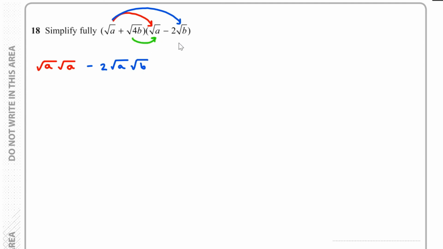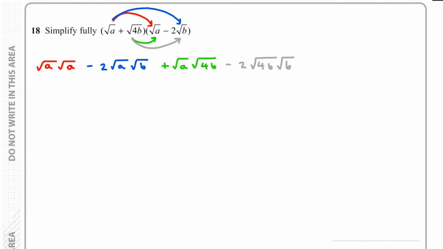Then we've got square root 4B times square root A. So here we've got square root A times square root 4B. And then we've got here square root 4B times minus 2 square root B. So here we've got 2 lots of square root 4B multiplied by square root B.